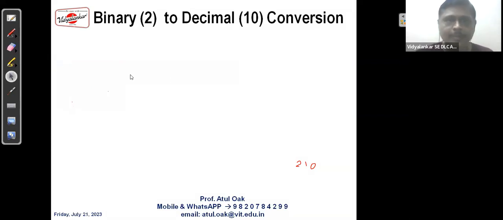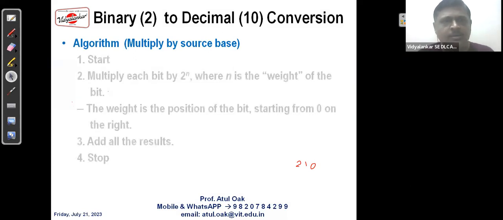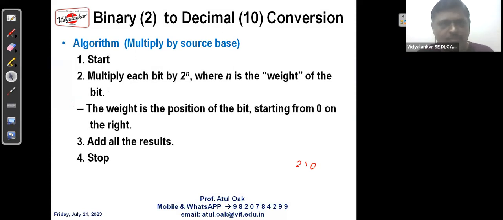Okay, of course that algorithm is multiplication, because if you divide to convert decimal to binary, to compensate, you have to multiply if you want to move from binary to decimal. So it is multiply by source base. Observe these words carefully.